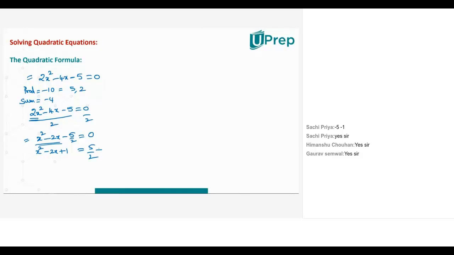What is missing on both the sides is I need plus 1. So I added 1 on both the sides. What happened by adding this 1? The left hand side became x minus 1 whole square is 5 by 2 plus 1. That is simply 7 by 2.